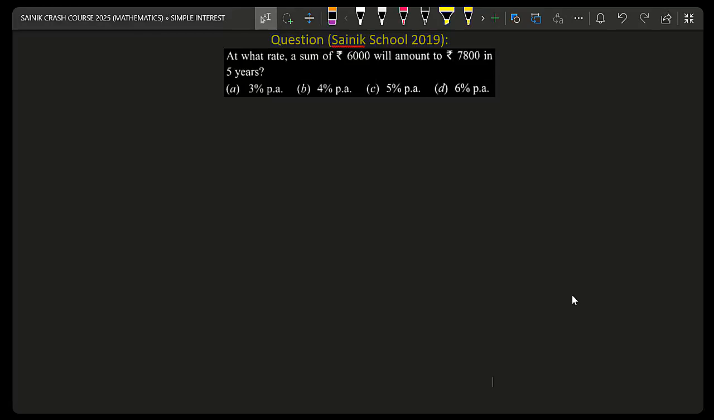Can you specify what each number indicates in this question? What is 6,000 rupees? Is it rate? We are being asked to find the rate only. We need to find rate. What is this 6,000? Amount to means 6,000 became 7,800. So what is this 6,000? What is this 7,800?